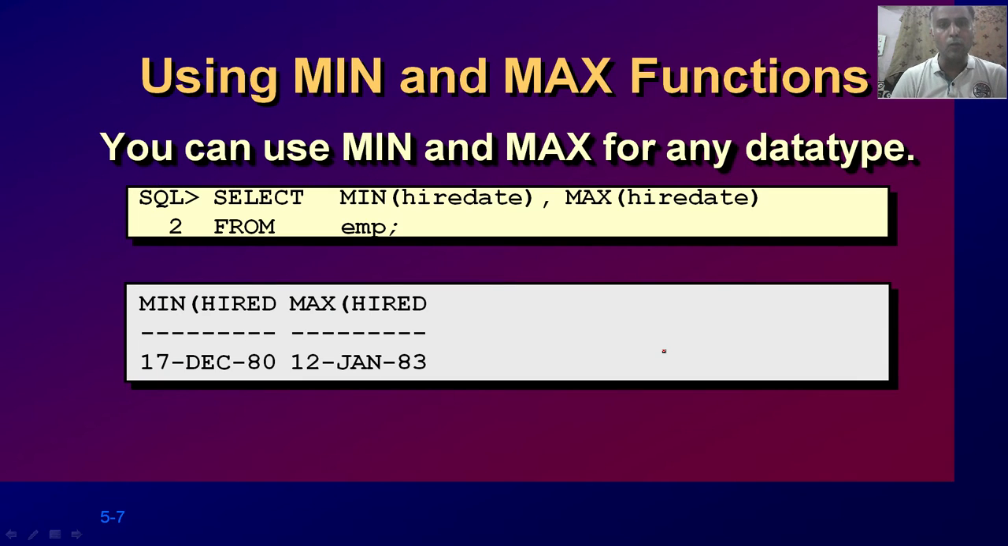Finally we move to the next group functions, min and max. Select minimum hire date and maximum hire date from the employee table. So 17 December 80 is the minimum hire date and the maximum hire date is January 83. These are the examples based on the employee table database.